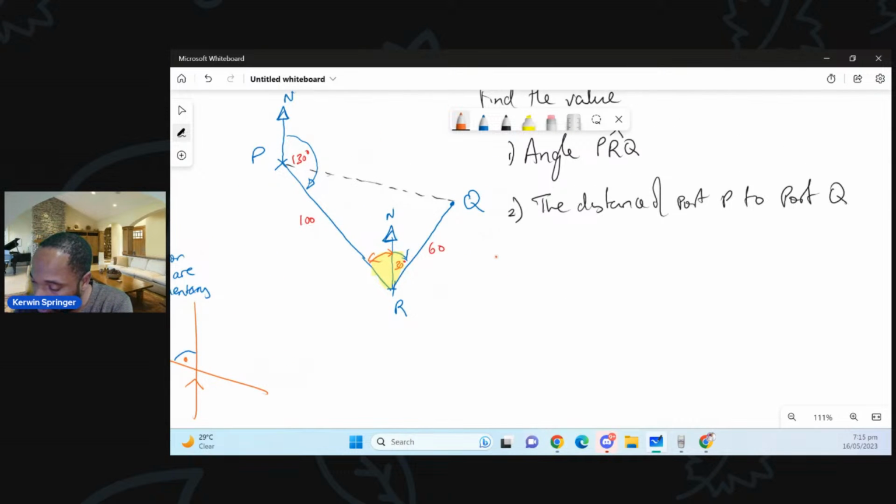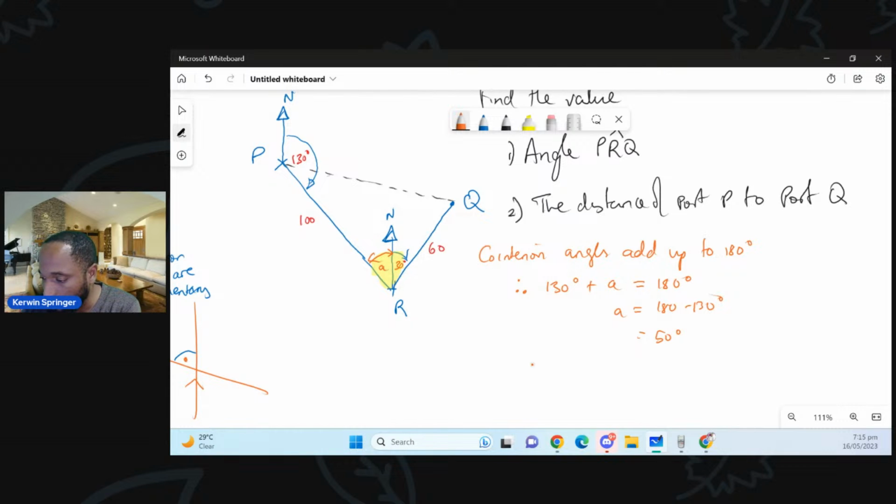So therefore, if co-interior angles add up to 180 degrees, then this angle here plus this angle here, let's call it A, is equal to 180 degrees. So A is equal to 180 minus 130, which gives 50 degrees. I put my 50 degrees here. So therefore PRQ, which is what I'm trying to find in the first place, is that 50 degrees, that A, plus 30 degrees. How many of you got 80 degrees as PRQ? So you find the first angle.